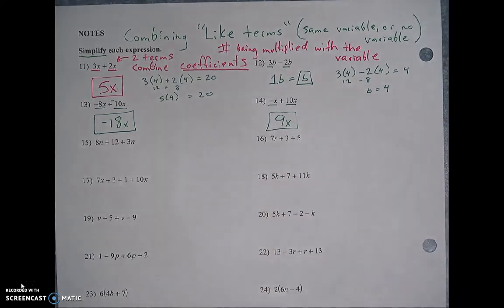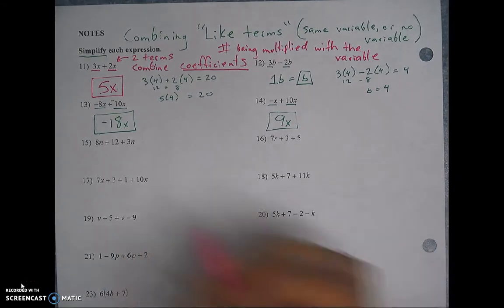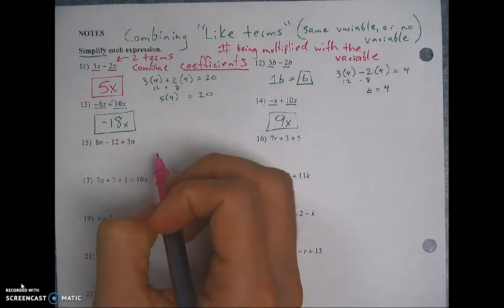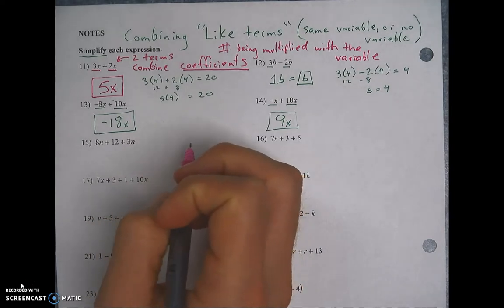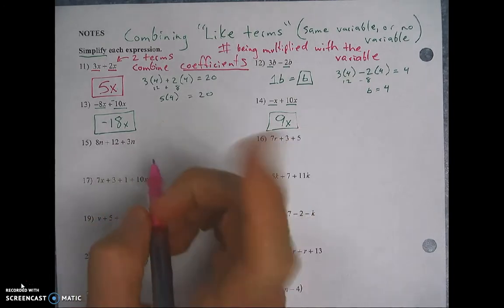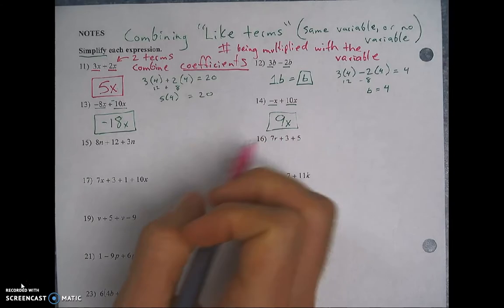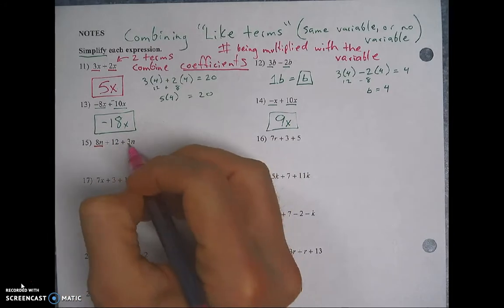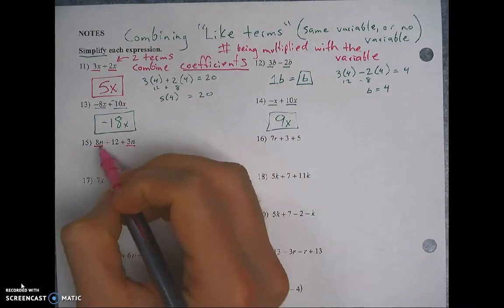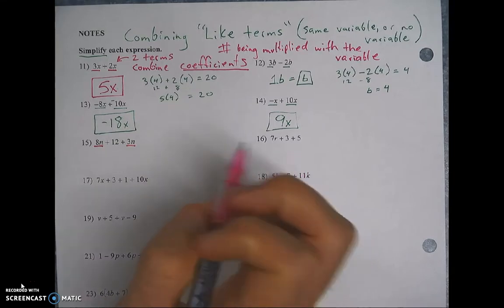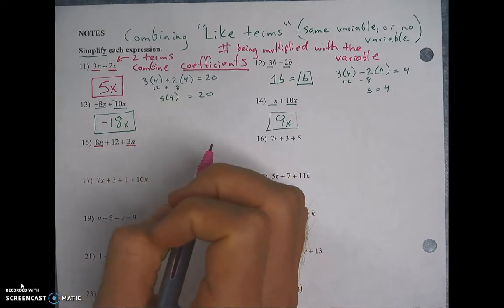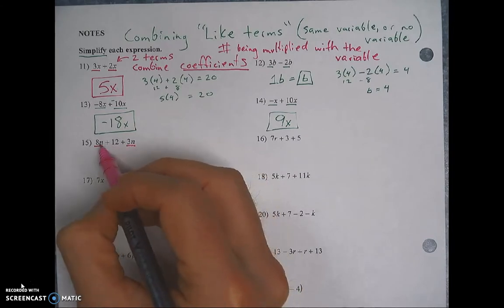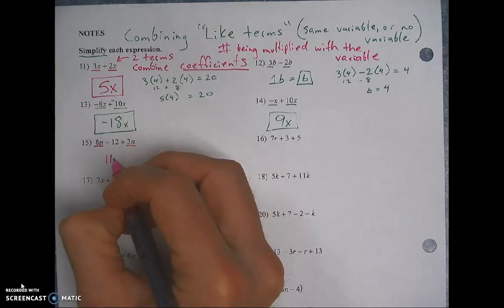All right, let's go over to 15 now. Now we start throwing in a little more. So I've got, count them, 1, 2, 3 terms, and they're not all alike, so I can't combine all of them. So this will not simplify down to just one term. My answer is not going to be one term like the first 4 were. So I'm still going to have plus something. So the only ones that are alike are these 2, because they have a variable of n. This 12 is not like those 2 terms. Doesn't have the same variable. So I can only combine these 2 like terms. So an 8n and a 3n make 11n.